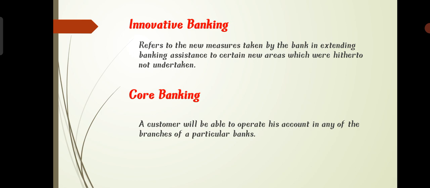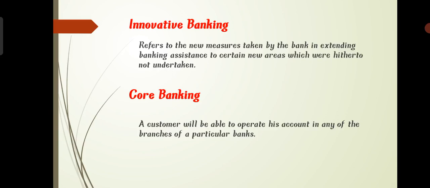In India, particularly after the nationalization of major scheduled banks in 1969, banks started lending to certain new areas which were hitherto neglected. For example, loans given to weaker sections, to self-employment schemes, and also to manual rickshaw pullers for switching over to power-driven vehicles. Innovative banking not only extends operations in new areas, but also increases the productivity of the borrowers because of the introduction of new technology.